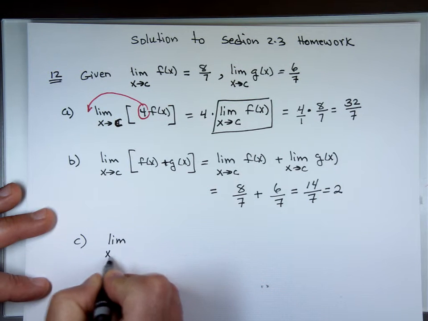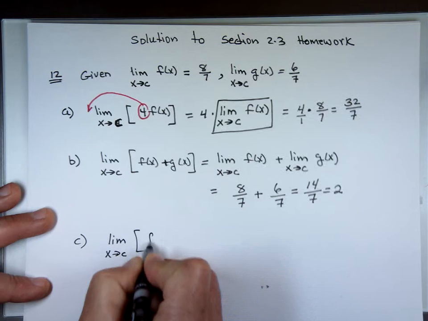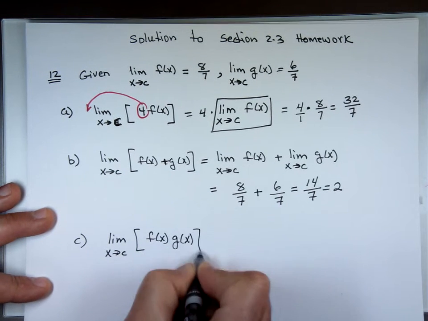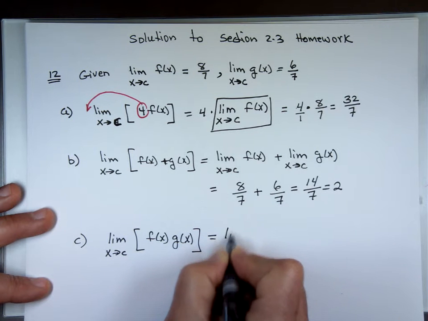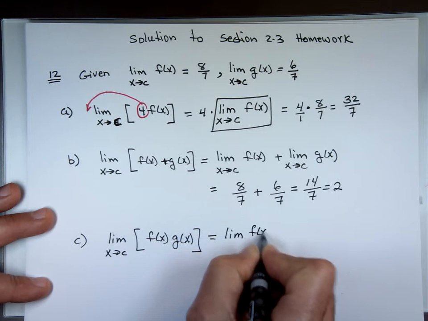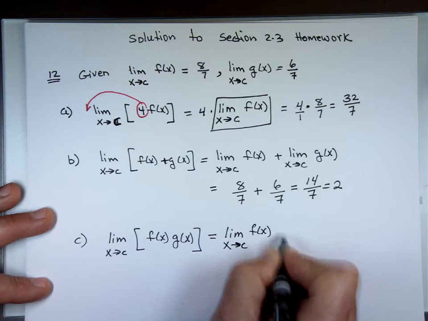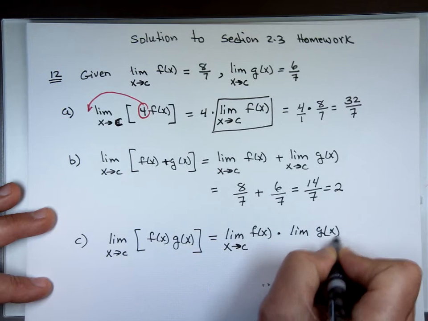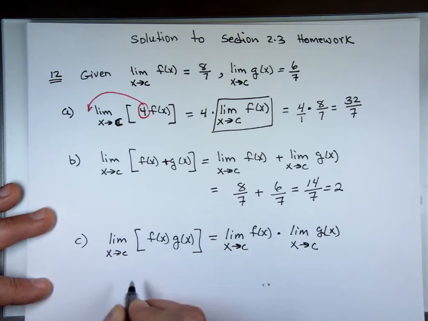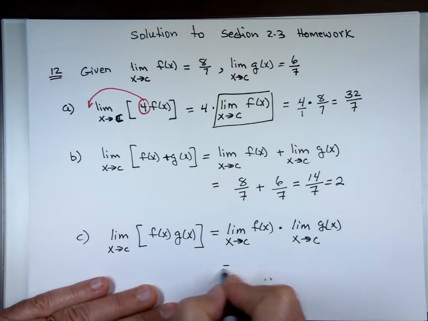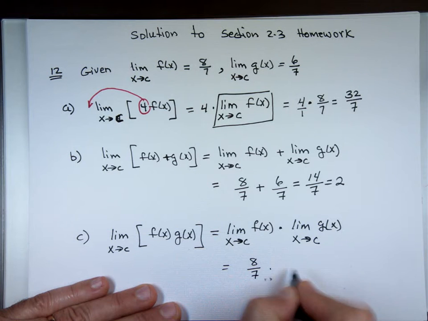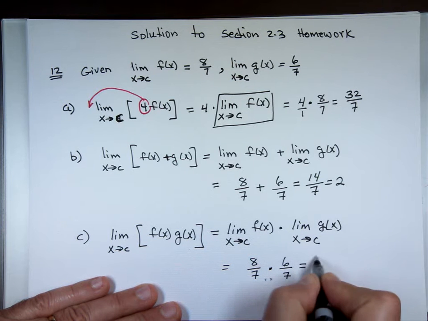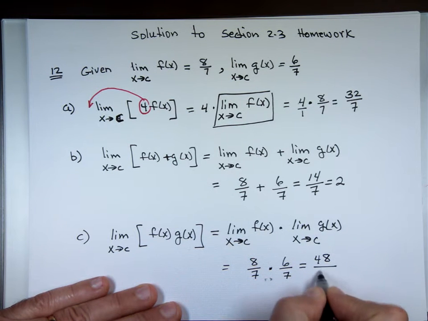The next one, the limit of f of x times g of x. Again, you can break it down into two separate problems. The first one, the limit of f of x as x approaches c times the limit of g of x as x approaches c. 8 over 7 times 6 over 7. 8 times 6 is what? 48. 7 times 7 is 49.